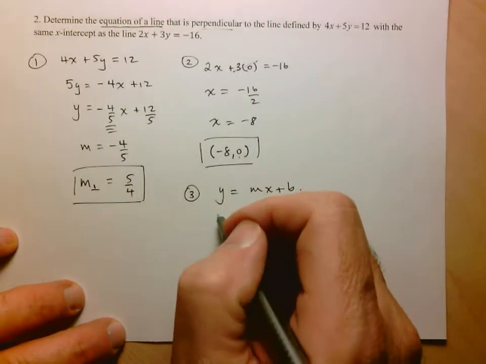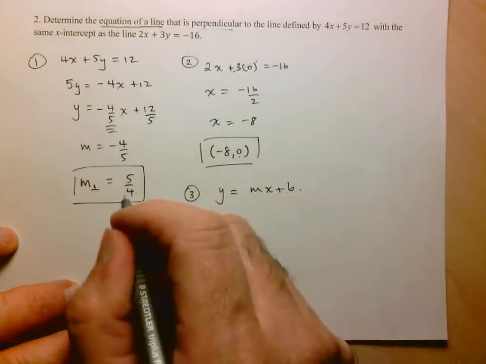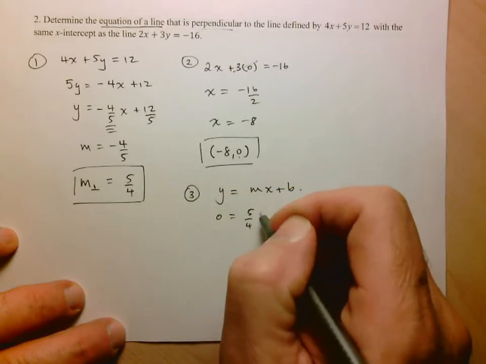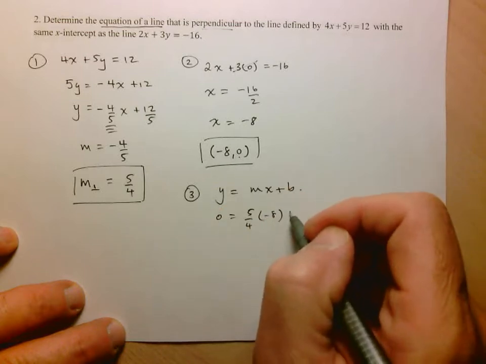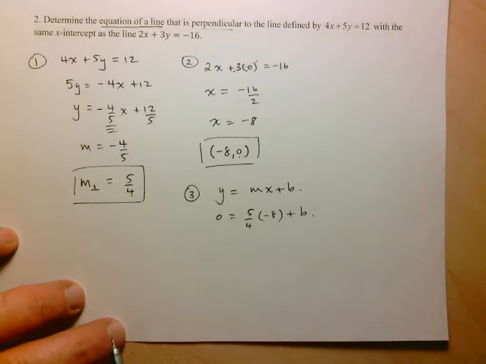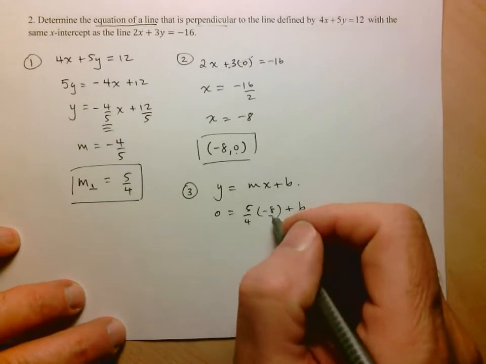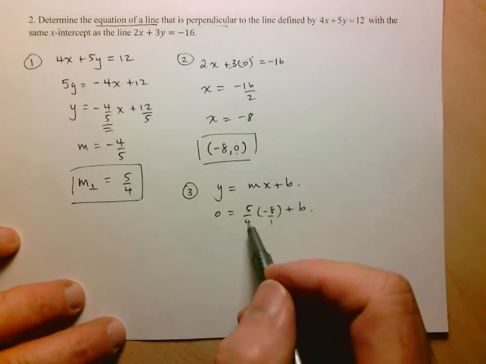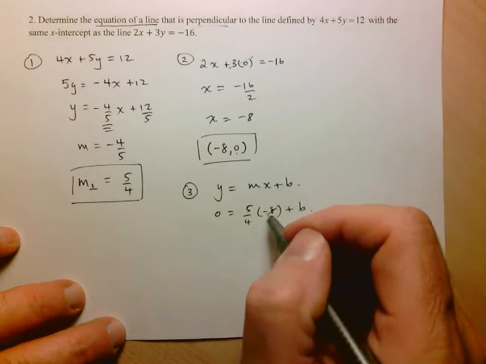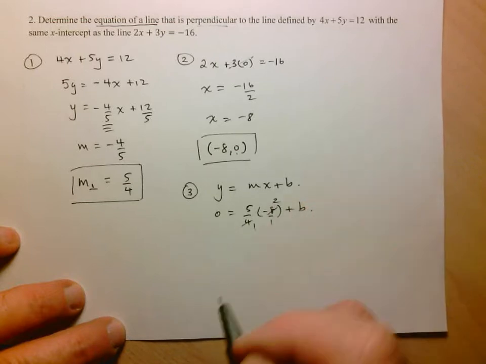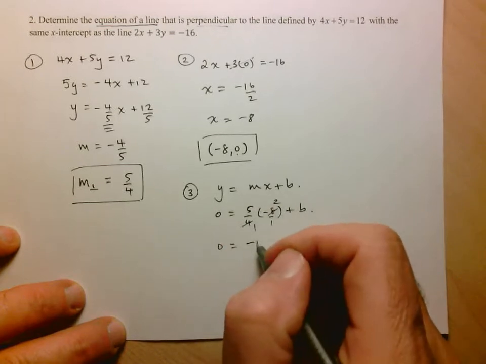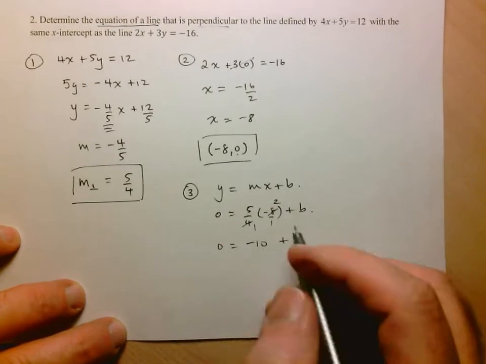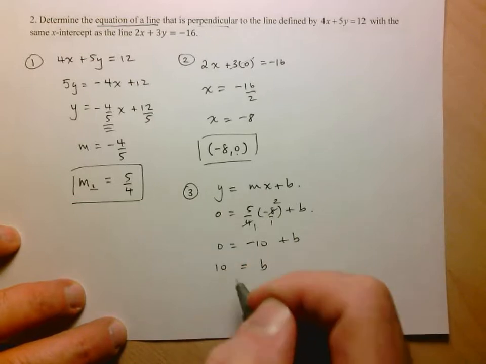So when y is equal to 0, the slope we know has to be equal to 5 over 4. So when y is 0, x has to be equal to negative 8. And now I can solve for b. So remember, it's like 8 over 1. So before multiplying, I notice that the 8 and the 4 will reduce to 2 over 1. And so I've got 0 equals, well, 5 times negative 2 is negative 10, plus b. So b is equal to 10.